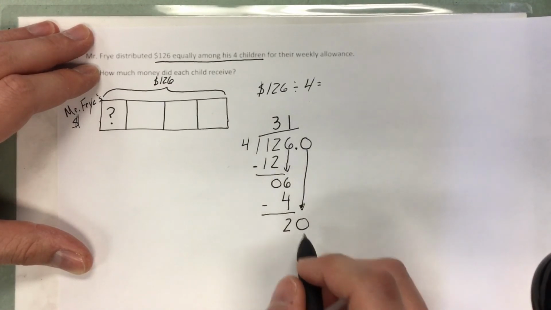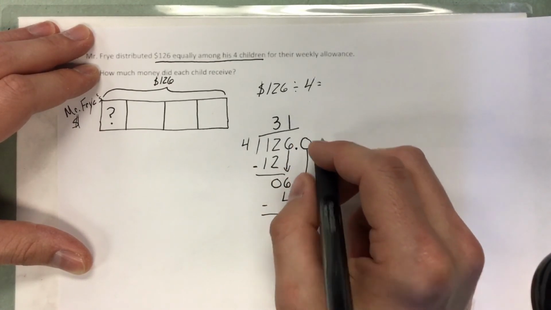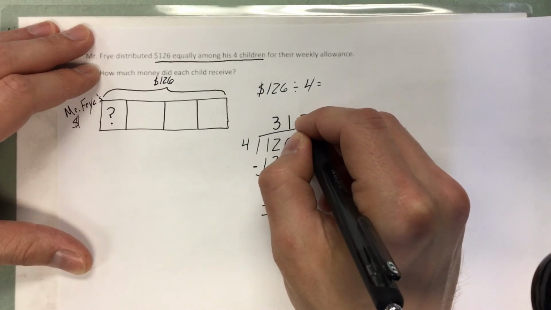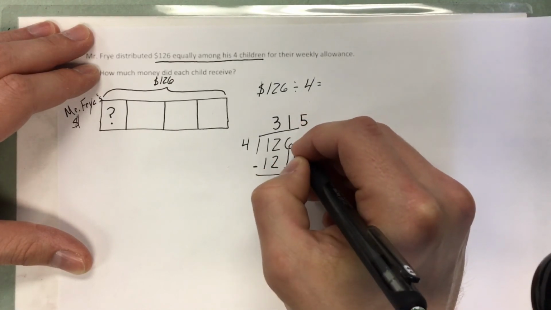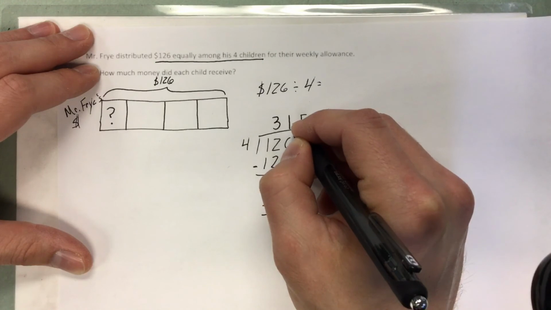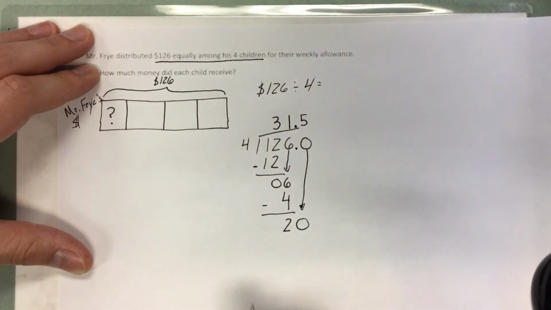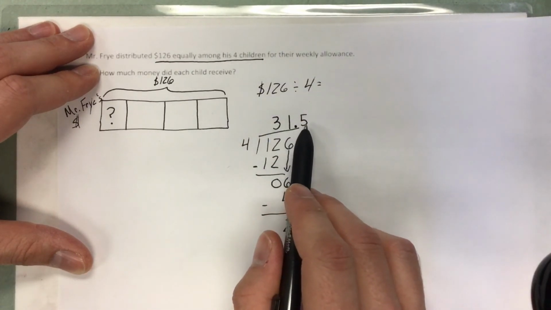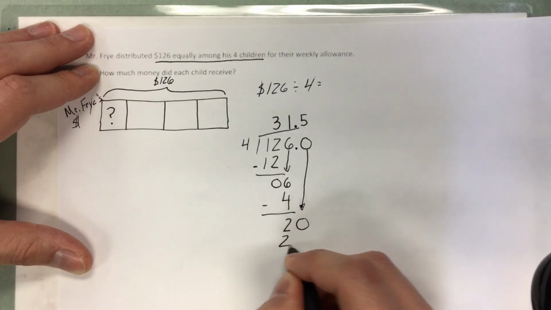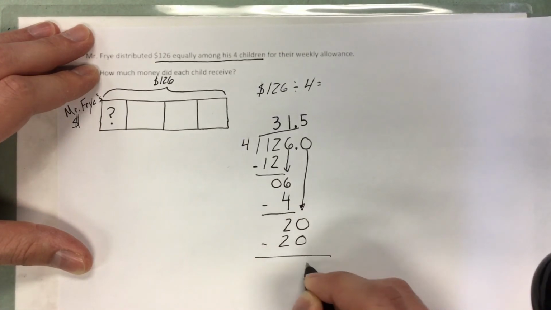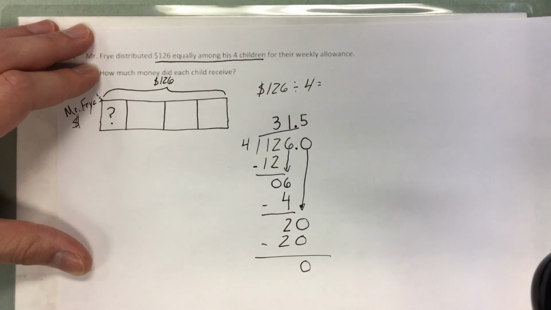20 divided by 4 is what? That's 5. Now what I need to remember is, since I've added the decimal here, I need to also bring it up here. So that would be 31.5. So 5 times 4 is 20. So I'm left with nothing as a remainder.